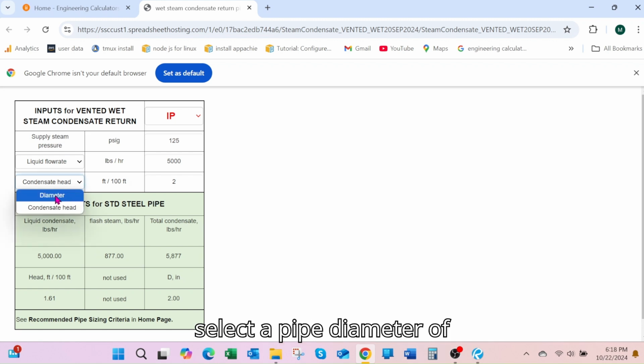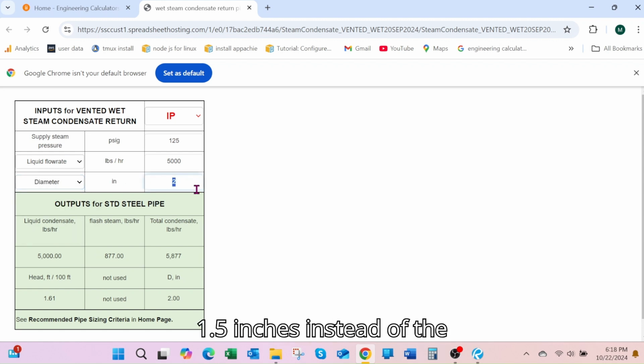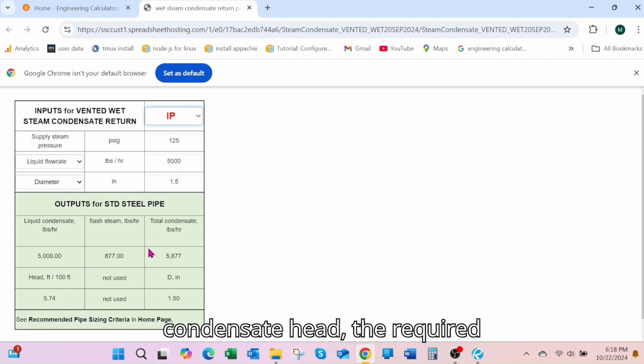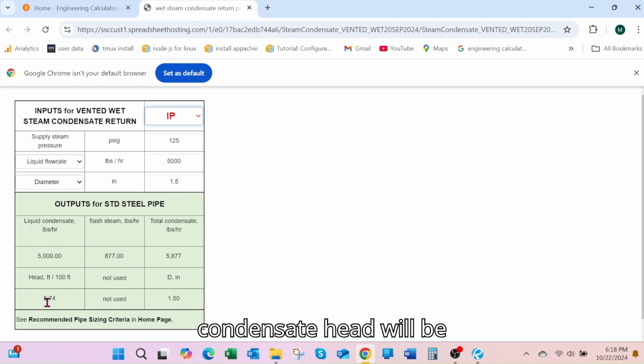If I select a pipe diameter of 1.5 inches instead, the required condensate head will be 5.74 feet per 100 feet. That exceeds our available 2 feet per 100 feet.